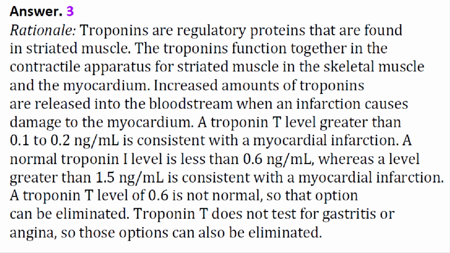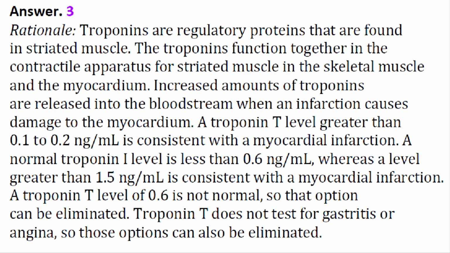Answer: 3. Rationale: troponins are regulatory proteins that are found in striated muscle. The troponins function together in the contractile apparatus for striated muscle in the skeletal muscle and the myocardium. Increased amounts of troponins are released into the bloodstream when an infarction causes damage to the myocardium. A troponin T level greater than 0.1 to 0.2 nanograms per milliliter is consistent with a myocardial infarction. A normal troponin I level is less than 0.6 nanograms per milliliter, whereas a level greater than 1.5 nanograms per milliliter is consistent with a myocardial infarction.